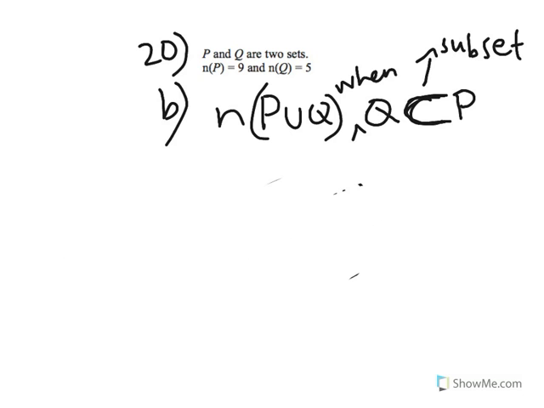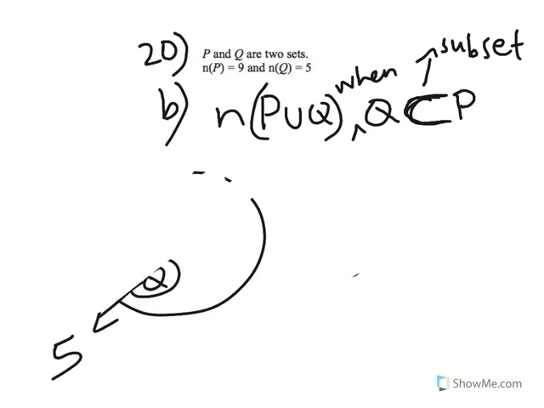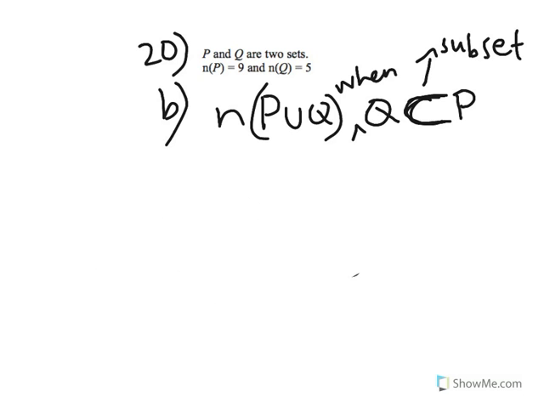So basically, in this case, if you draw this set in your head, you're going to have P here, and you're going to have Q. Alright? So since Q is a subset of P, and there are 9 elements in P, and all of the elements in Q, which are 5, are part of P, because Q is a subset of P. That means all of the elements in Q are a part of P. So that means that the number of P union Q should be 9, because Q is the small part of P.